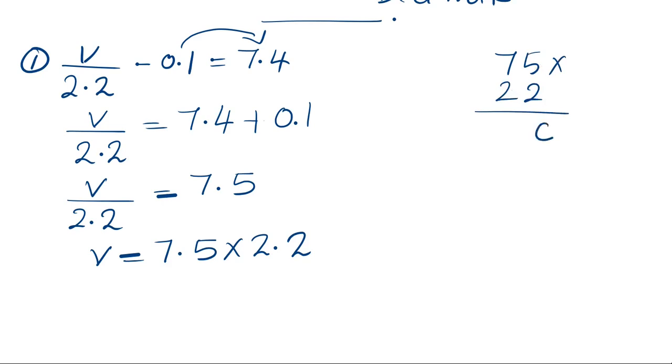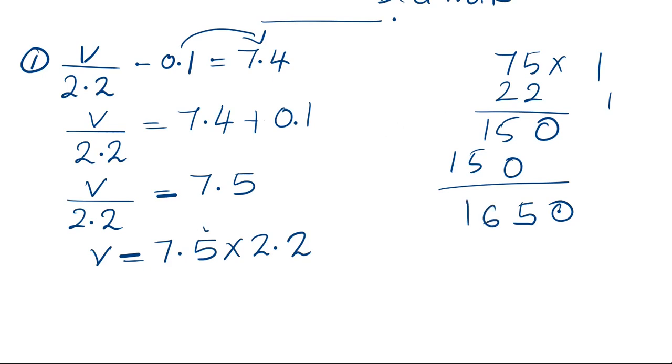5 into 2, 10, 1, 7 into 2, 14, plus 1, 15. Again, 2 into 5, 10, 1, 7 into 2, 14, plus 1, 15. Then add 0, 5, 6, 1. So the question has two digits on the right side of the decimal point. So our answer will also have two digits on the right side of the decimal point. So V is equal to 16.5 is the answer.